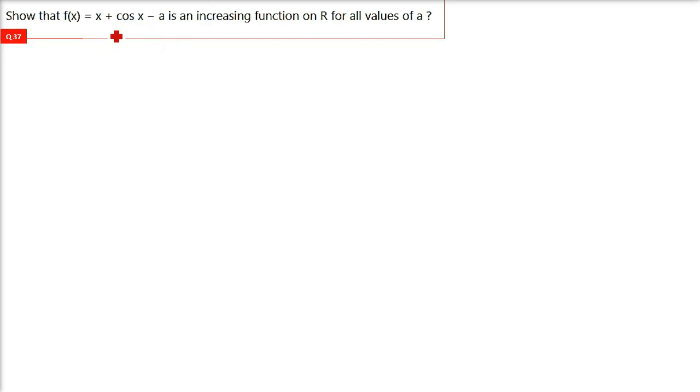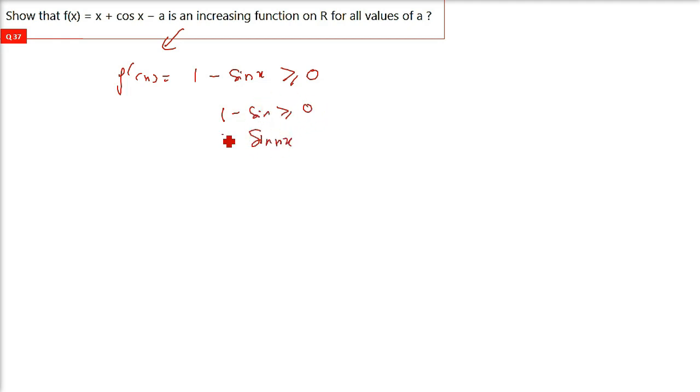Now show that the function f(x) = x + cos x - a is an increasing function on R for all values of a. First we'll differentiate this. f'(x) is 1 - sin x. So it is an increasing function if 1 - sin x should be greater than or equal to 0. So this is how we write, because we have already differentiated it. 1 - sin x should be greater than or equal to 0.